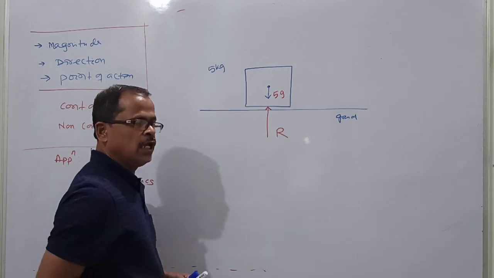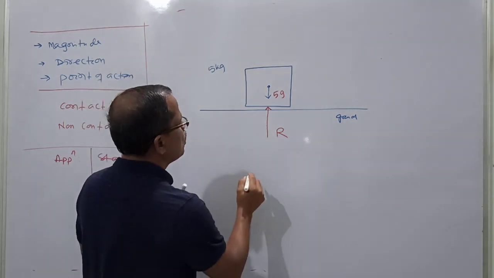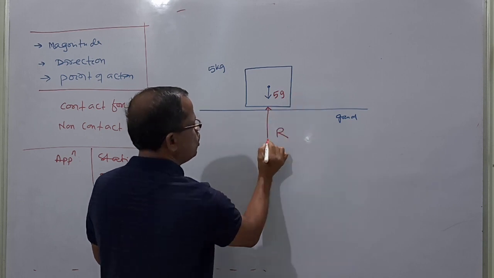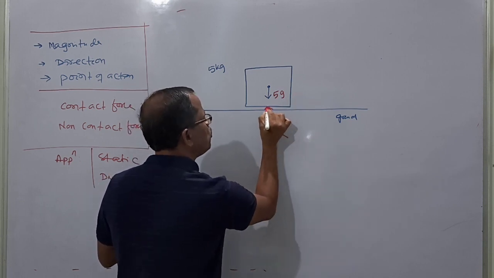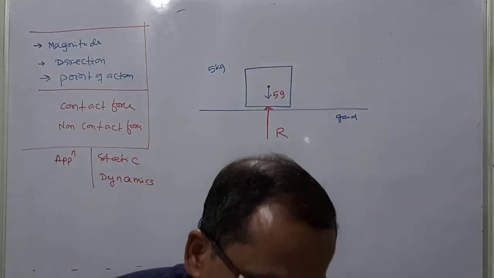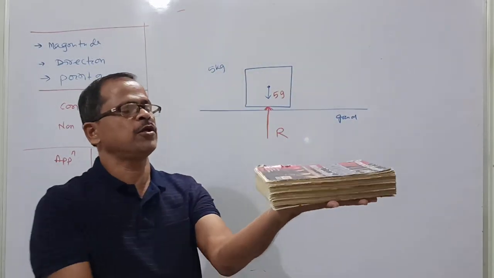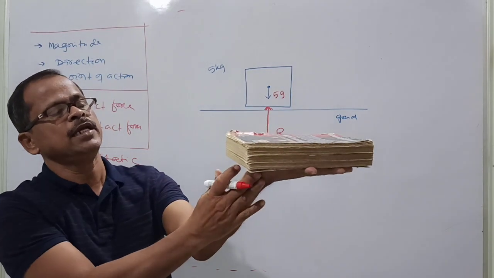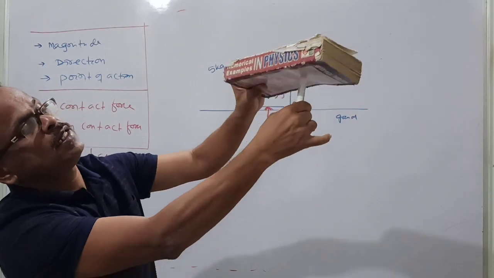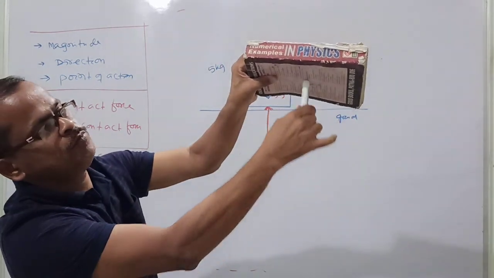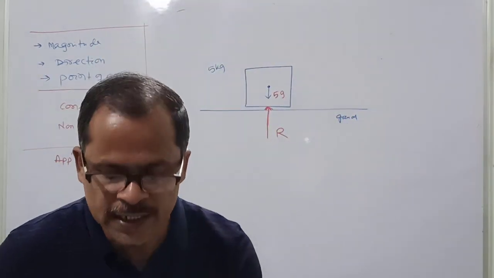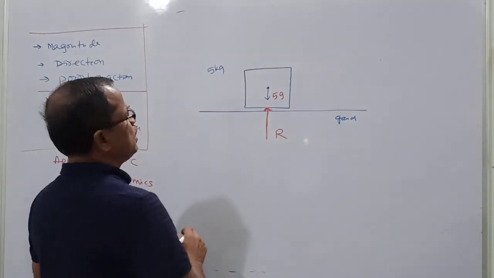Then the reaction. The ground will give a reaction. This is the bottommost point, so the reaction will come and touch this point. Because when the body is kept here, look, this is the object, and the object is placed on my palm. Now my hand is giving a reaction at the lowest point of the book. This is the point of action. We may extend it. That's why this is the point of action.